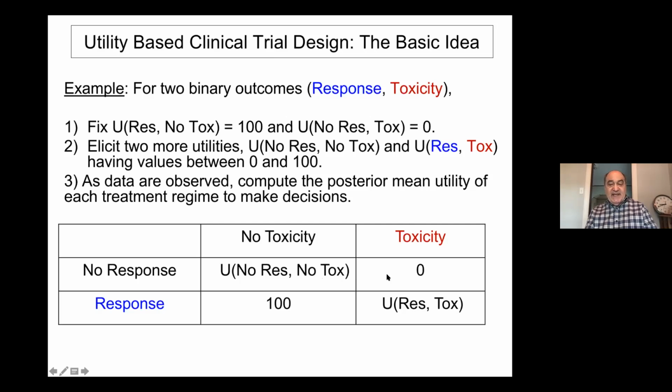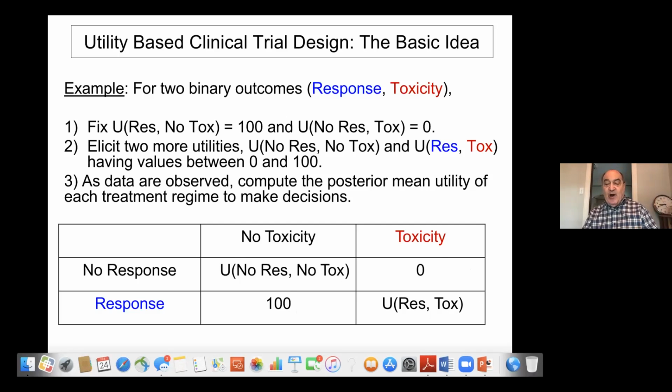It obviously is higher than the 0 because no toxicity is better than toxicity in this row. Likewise, what's the utility of having a response with toxicity? So if you get 100 for having a response with no toxicity, how much does that go down if you have a toxicity? Once I get these numbers, I've got numerical values that quantify the risk-benefit trade-offs for the outcomes.